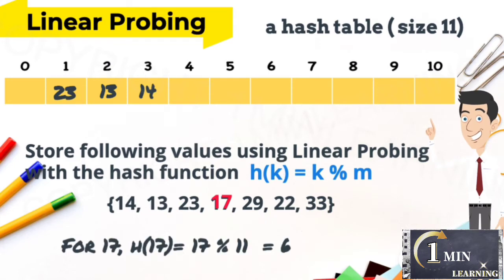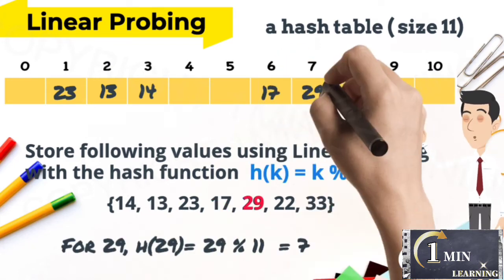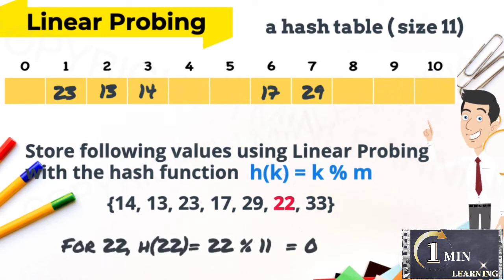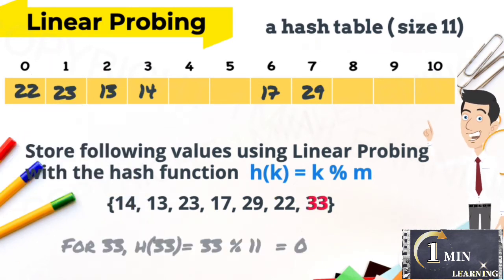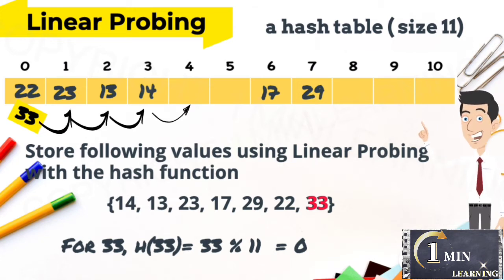17 in index 6, 29 in index 7, 22 in index 0. For 33, it's supposed to be stored at index 0. But there is a collision. So we move one bucket at a time until we find an empty bucket. 33 is stored in index 4.